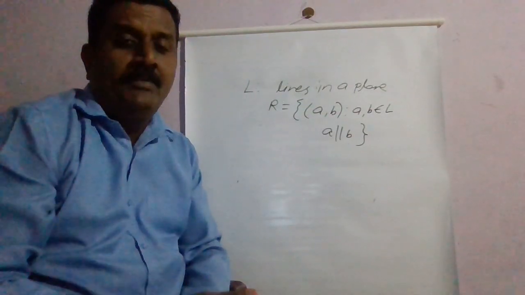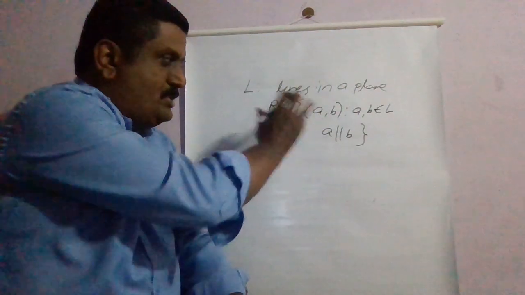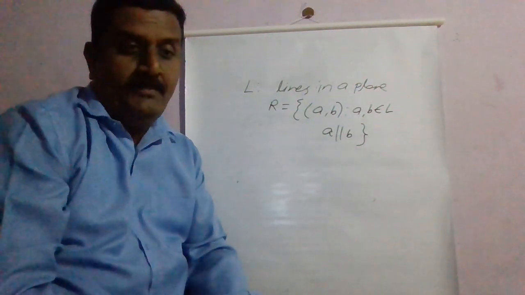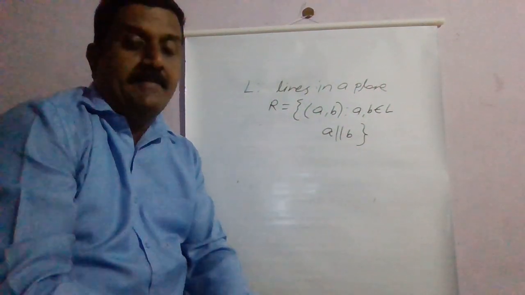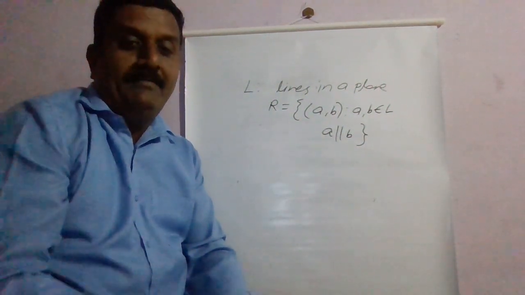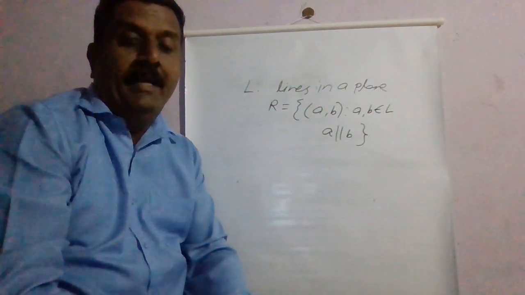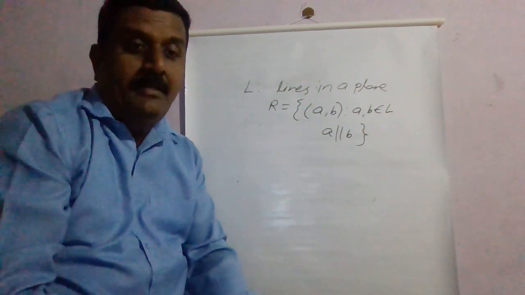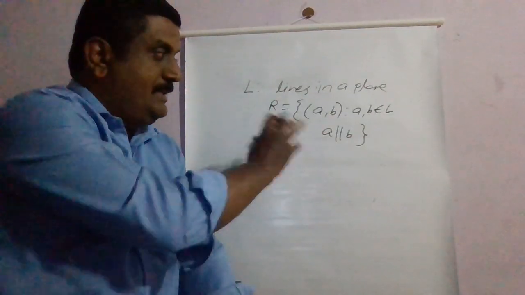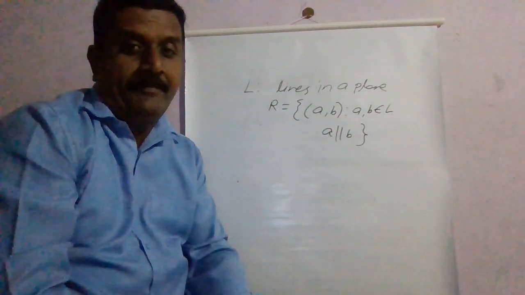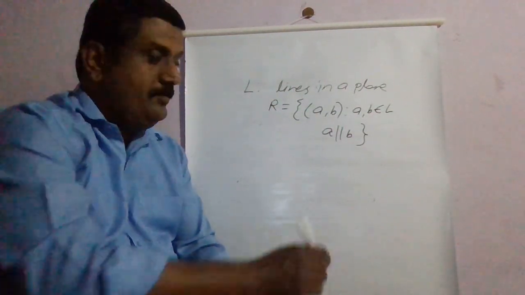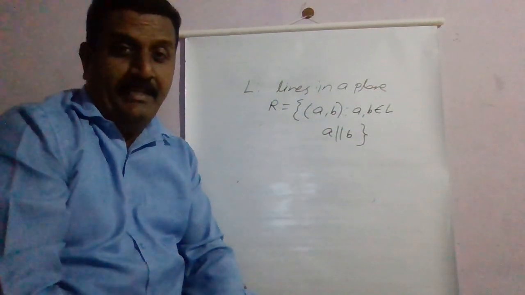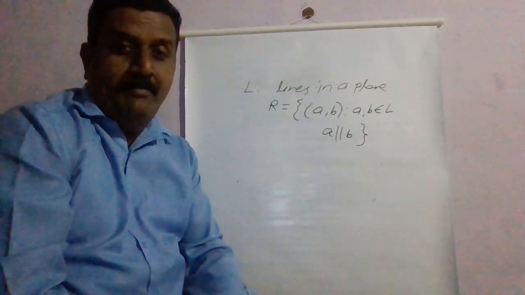For that, we have to check three conditions. First you have to check whether it is reflexive, then whether it is symmetric, and whether it is transitive. If all three conditions are satisfied, then only we can say that the given relation is an equivalence relation. So one by one we will check. First you have to understand what the relation is and where it is defined. These two things you have to remember first.